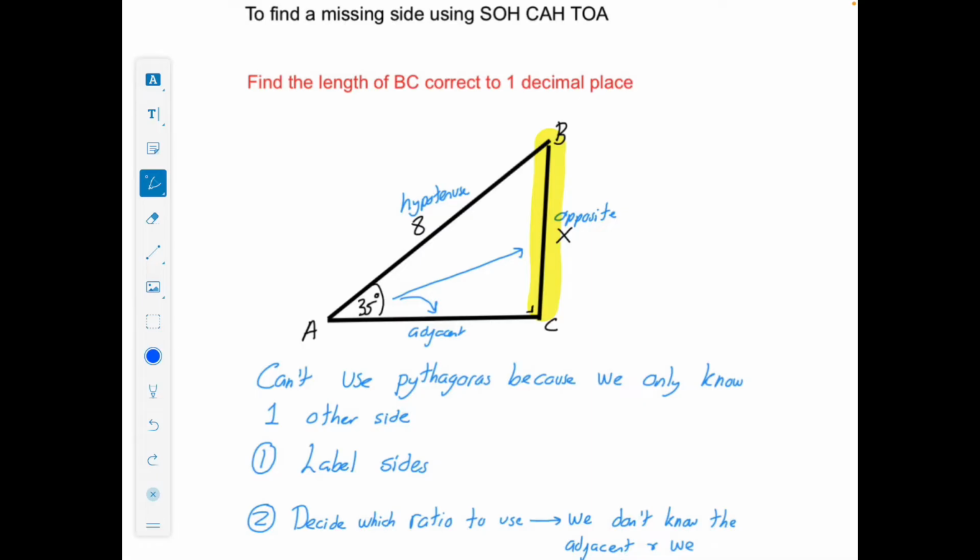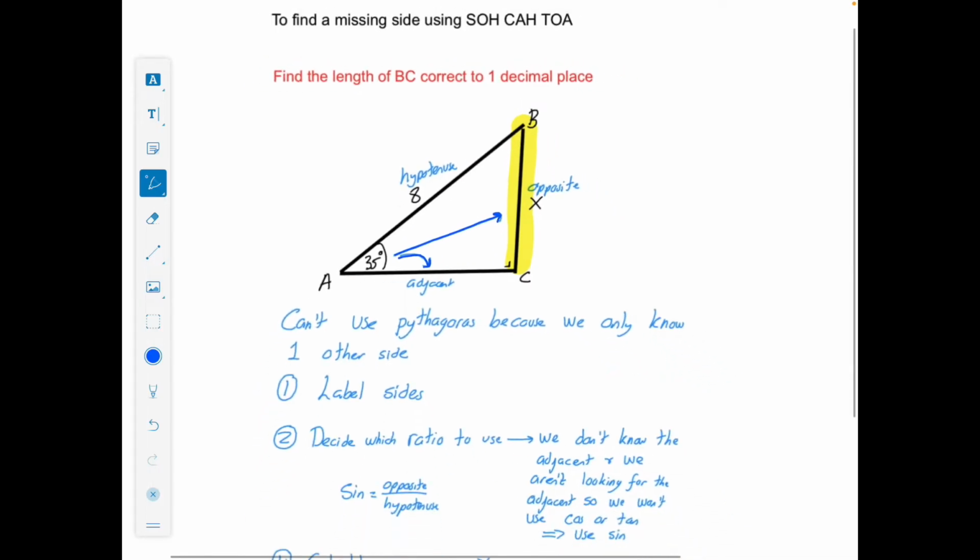First thing I'm going to do is label my sides. So here I labelled my hypotenuse first, that's opposite my right angle. And then I have my side opposite the angle in question, so I know that this is 35, so I'm going to be focusing here. So my opposite side would be x, and my adjacent side will be down at the bottom there.